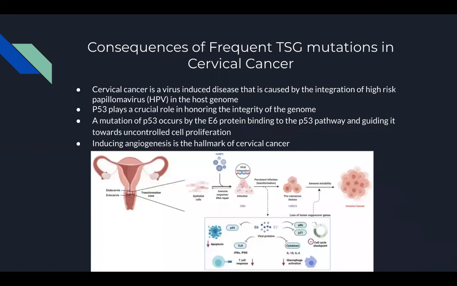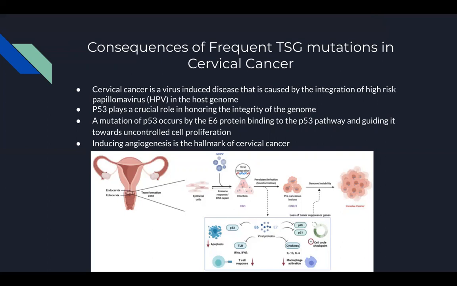P53 is a tumor suppressor protein which resides in the nucleus. P53 plays a crucial role in honoring the integrity of the genome by conducting actions such as cell cycle arrest and DNA repair. A mutation of P53 leads to the increased likelihood of developing cervical cancer. This mutation occurs by the E6 protein binding to the P53 protein and guiding it towards uncontrolled cell proliferation.